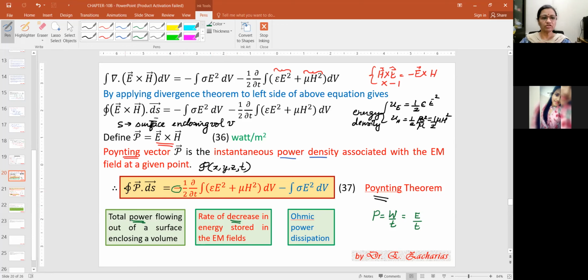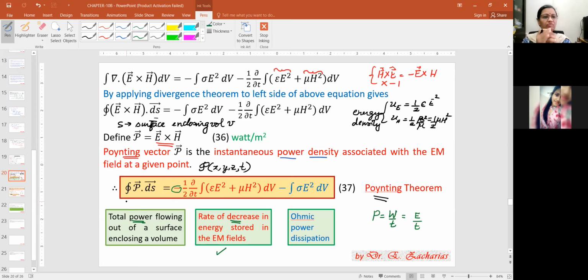So one contribution to this power is coming from the rate of decrease of energy associated with the electric field and the magnetic field. Then there is something else also happening. All that energy is not actually coming out. There may be a certain amount of energy in the electromagnetic field which ideally should have come out of the surface as power, but there is something else happening inside. What is that? There will also be ohmic power losses. There is a resistive element, like for example your intrinsic impedance, that is a resistive element. So there will be ohmic power dissipation happening.